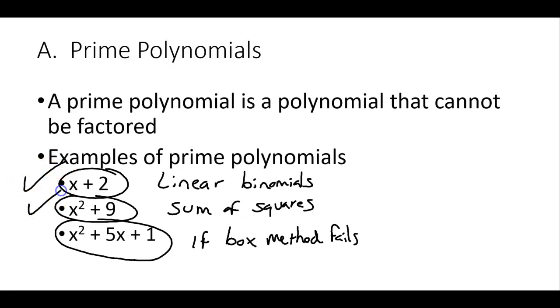But these two you can tell right away. If it's a first-degree binomial, linear binomial, nothing. If it's a sum of squares, nothing. You're done with it. Am I good to erase?